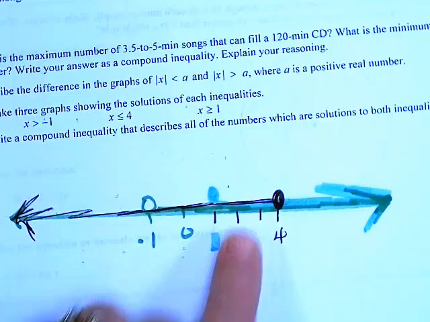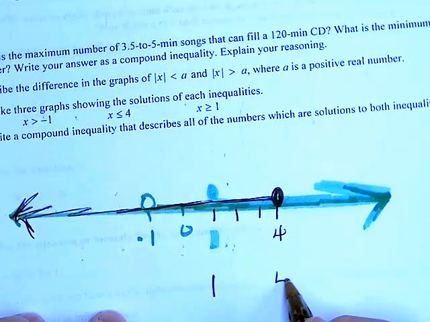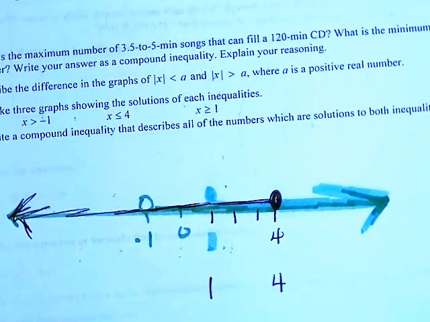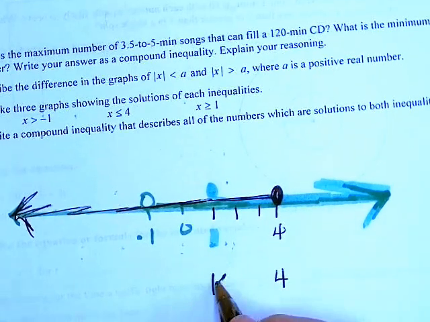Now here's what you have to do. We know it's from 1 to 4. I need to know about the symbols. So now you got to look at the dots. Are they colored dots or are they open dots? They're colored. So we're greater than or equal to that and less than or equal to that.